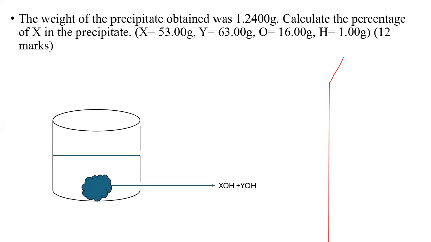First, we have to calculate the number of moles in the precipitate. How do you calculate the number of moles? Weight divided by the molar mass. It is the weight of XOH divided by the molar mass. Then you get the number of moles of the compound. Got it?